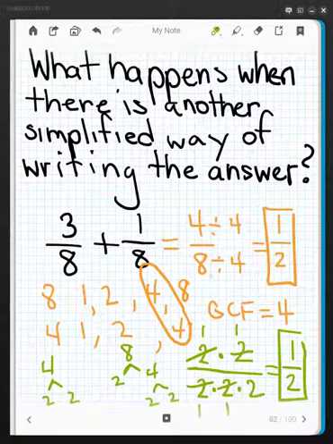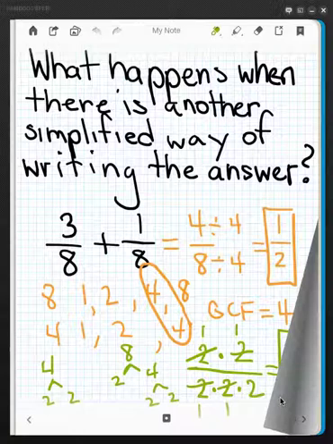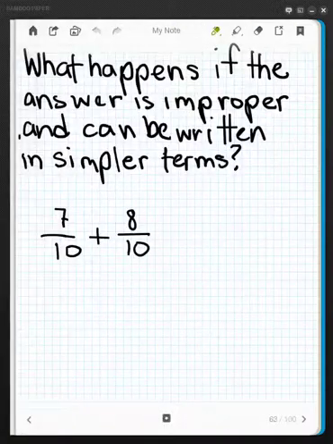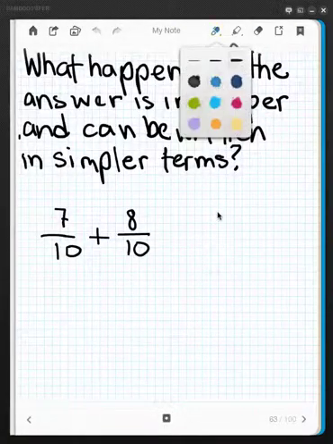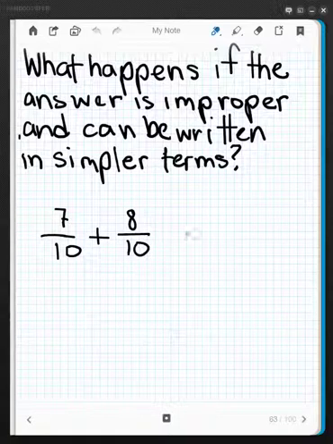So greatest common factor method here in yellow, prime factorization method in green. Either way, that's the simplified version of 4/8 and is the correct final answer. What happens if we had to do both of those? Let's look at an example where it's both improper and not in lowest terms.